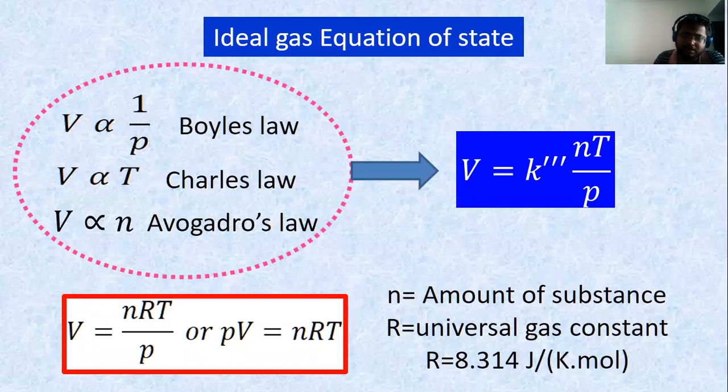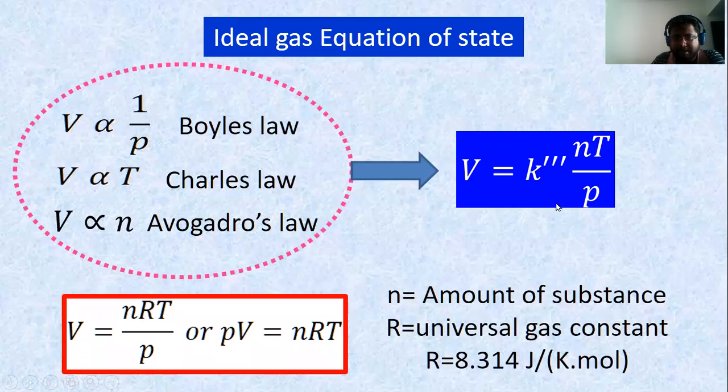So these are the three important laws which I have discussed. Now, what to do with these laws? We have the property of volume related through three different equations. The volume is inversely proportional to pressure, which is Boyle's law. Volume is directly proportional to temperature, Charles' law, and the volume is also directly proportional to the amount of substance, which is Avogadro's law. The best thing to do is combine them.